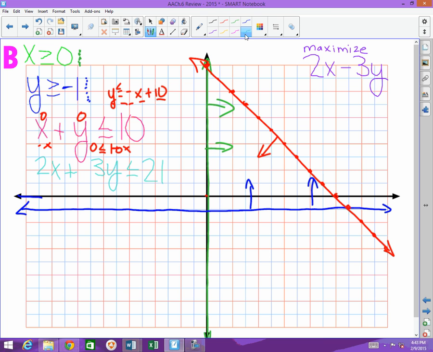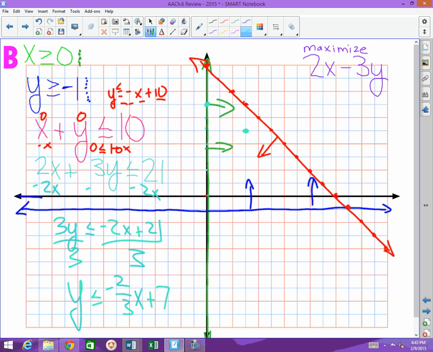And then finally, this equation, first subtract 2x. And you have 3y less than or equal to negative 2x plus 21. Divide by 3. And y is negative 2/3 x plus 7. So now we go up to 7. And then down 2 and over 3, repeating. Got that line going there.